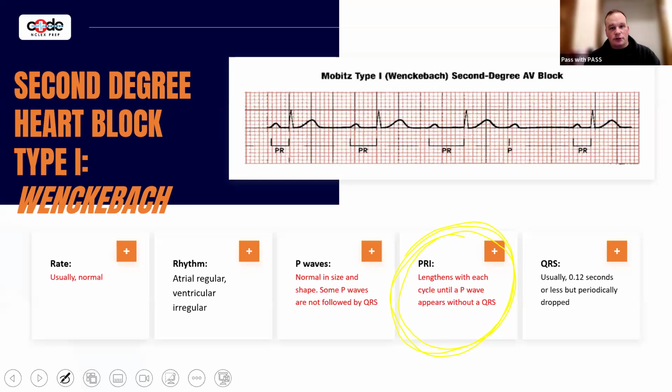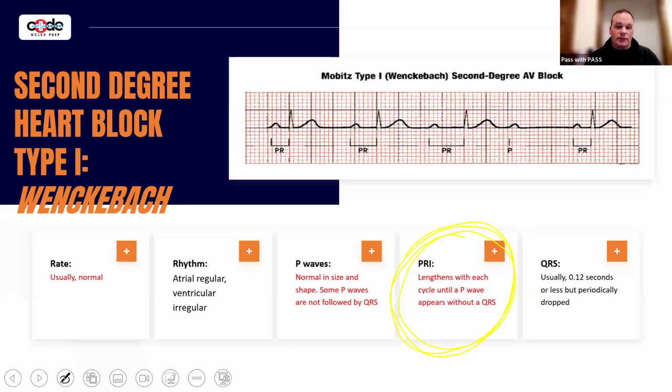Okay. Now, don't get confused. And this happened to students that I've taught because I always teach it as it gets longer and longer and longer, and you drop a beat and it starts over. It doesn't have to have 3 different beats getting longer and then dropping a beat. It might be 3, it might be 5, it might be 2. Okay. But the overall principle here is my PRI is lengthening, and it's lengthening from beat to beat until it drops a beat or loses a QRS complex and restarts.